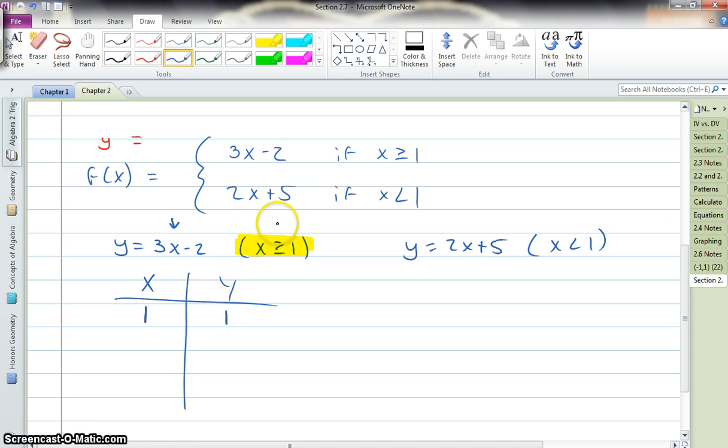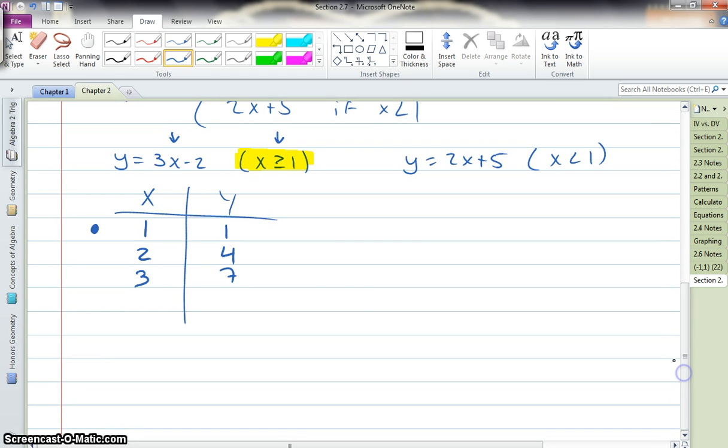Now the next thing we need to pay attention to is the inequality sign. It is greater than or equal to, so we're going to have a closed dot. Remember, when it's equal to, we have a closed dot. Now, we're focused on all values greater than 1. So my next 2 values I'm going to choose are 2 and 3. You must choose values larger than 1. You can go larger if you want, but those are going to be the 2 easiest to evaluate. So I have 3 times 2 is 6, minus 2 is 4, 3 times 3 is 9, minus 2 is 7. So let's graph these 3 points.